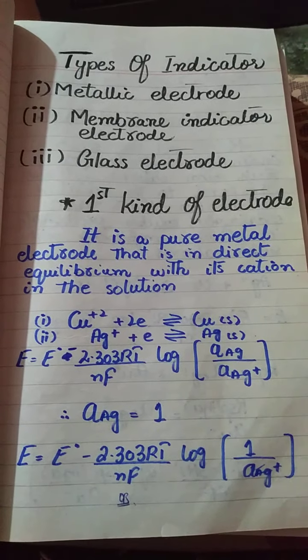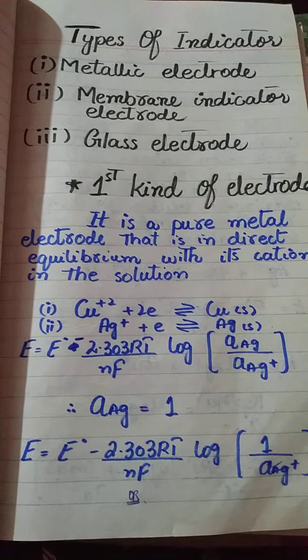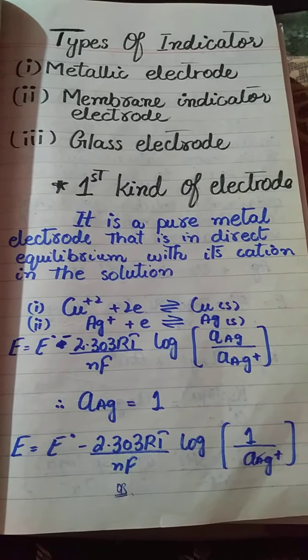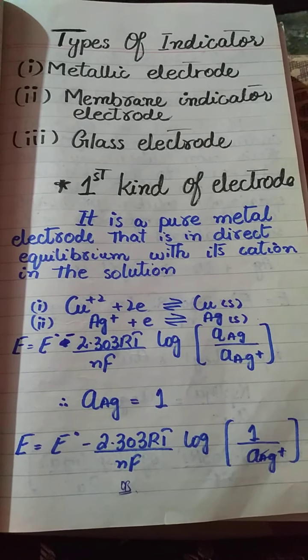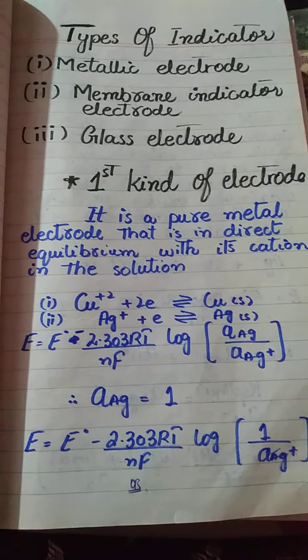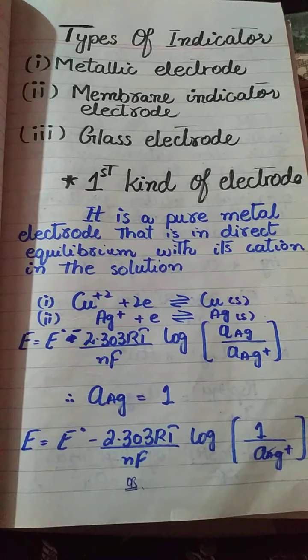Hello guys, in my previous video we discussed the basic concepts of potentiometry, its components and types of reference electrodes. In this video I am going to tell you about the types of indicator electrode. There are three types of indicator electrode. Number one is metallic electrode, number two is membrane indicator electrode and number three is glass electrode.